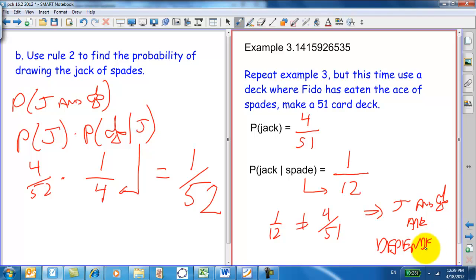Because the independence was ruined when the dog ate that card, it ruined the symmetry of the deck. So your chance of getting a jack changes depending on what suit you look in. If it's in spades, it's a 1/12 chance. If it's in all the other suits, it's a 1/13 chance. And also, if you just pull it out of the deck, it's only 4/51. These two don't match anymore.